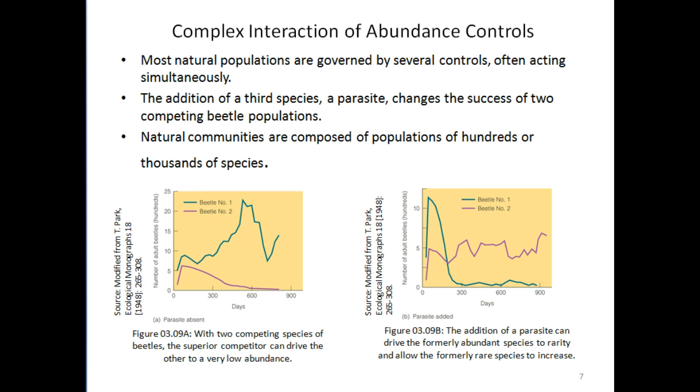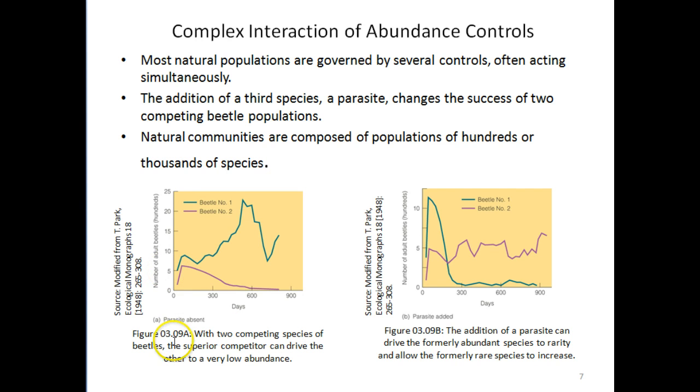Most natural populations are governed by several controls, often acting simultaneously. The addition of a third species, say a parasite, changes the success of two competing beetle populations, shown below. Natural communities are composed of populations of hundreds or thousands of species, so interactions can be very complex.